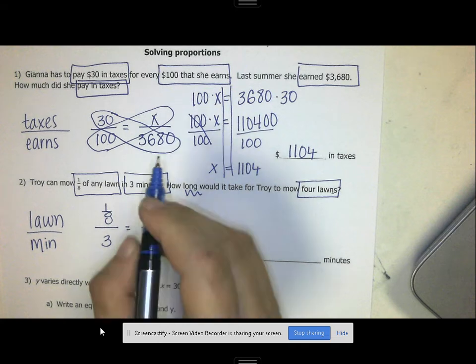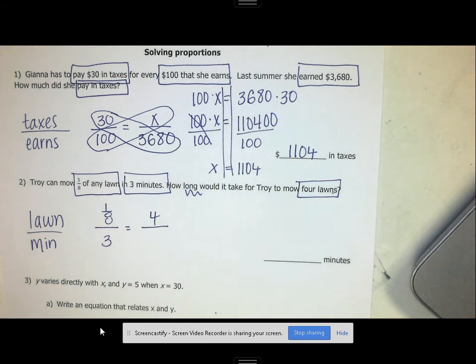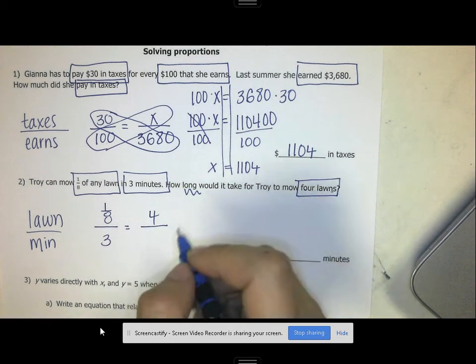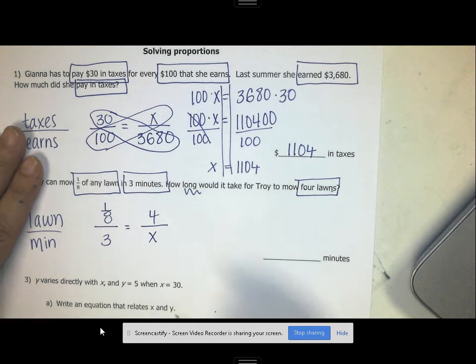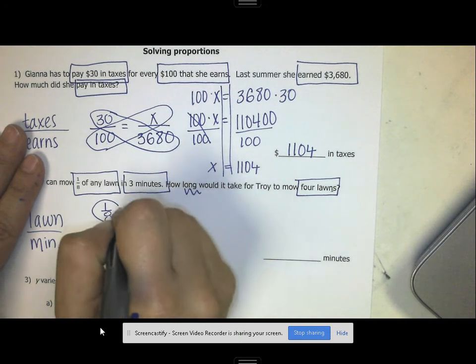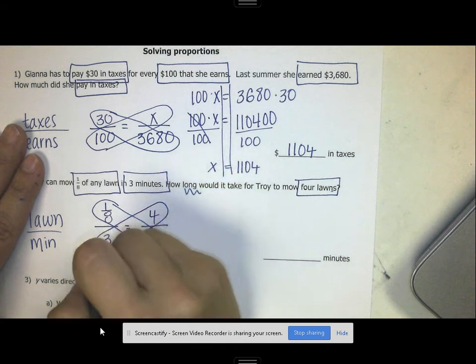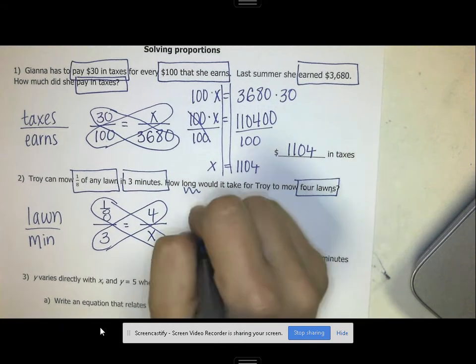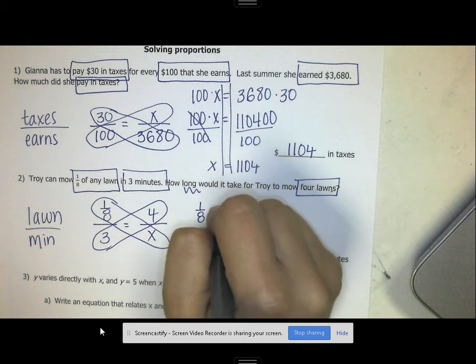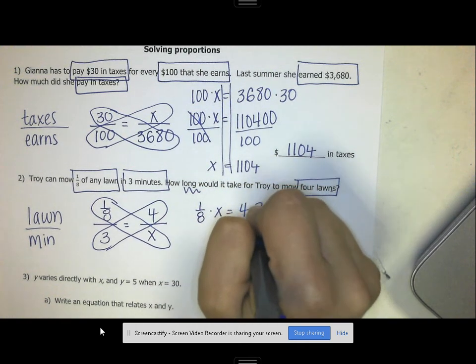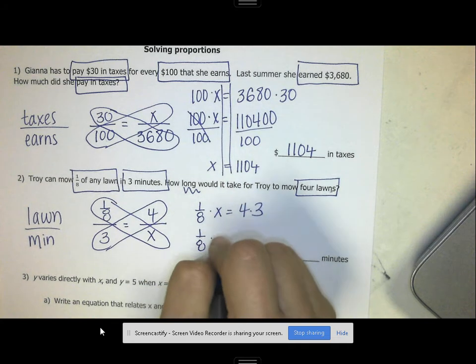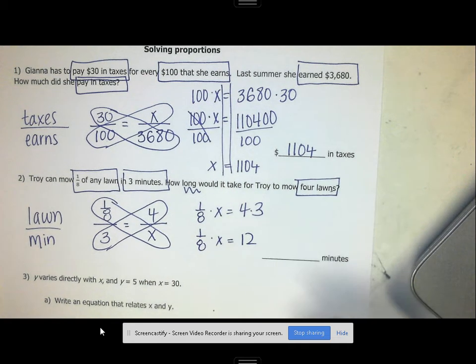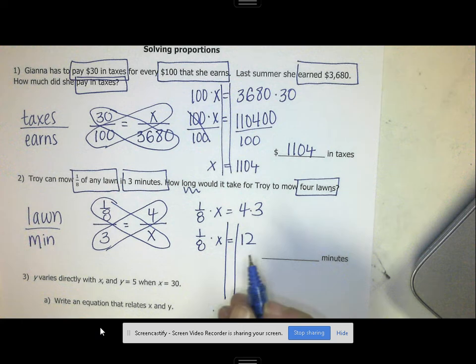So I look where the lawns are, and that's where my 4 is going to go. Now I don't know how long it's going to take. So that's where I'm going to put my variable. And I can solve using cross multiplication. Cross multiplication states that if you have two fractions that are equal to each other, then their cross products will themselves be equal. So I have 1/8 times x equals 4 times 3. 1/8 times x equals 12. Now I could divide both sides by 1/8.